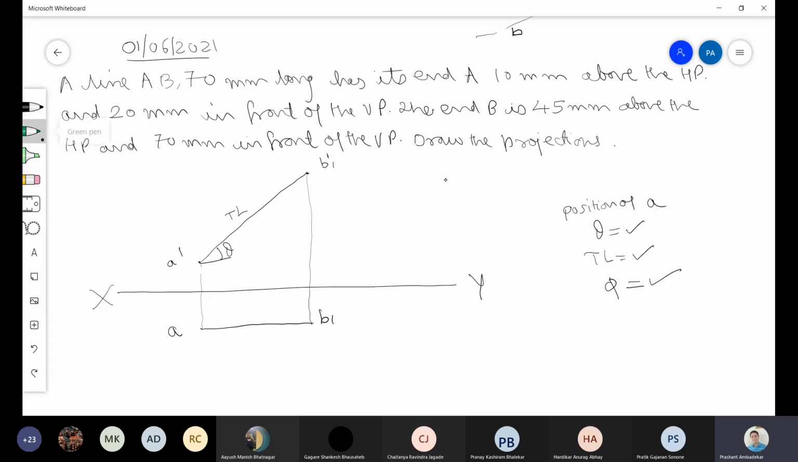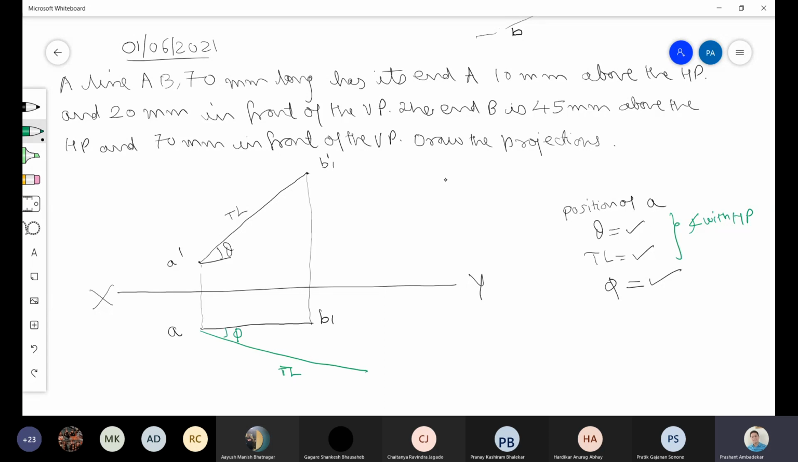Then in stage 2, what do we do? In stage 1, the line is inclined with the HP. In stage 2, the inclination with VP is given. So again, some angle, and I am drawing the true length. I know the length of this line, the true length, and I also know this angle phi.